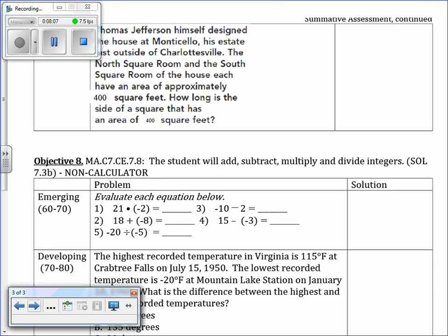And finally, for this section, we have the mastery question here at the top of the page. It says, Thomas Jefferson himself designed the house at Monticello, his estate just outside of Charlottesville. The north square room and the south square room of the house each have an area of approximately 400 square feet. How long is the side of a square that has an area of 400 square feet? Go ahead and do this one on your own. We'll talk about it in class.